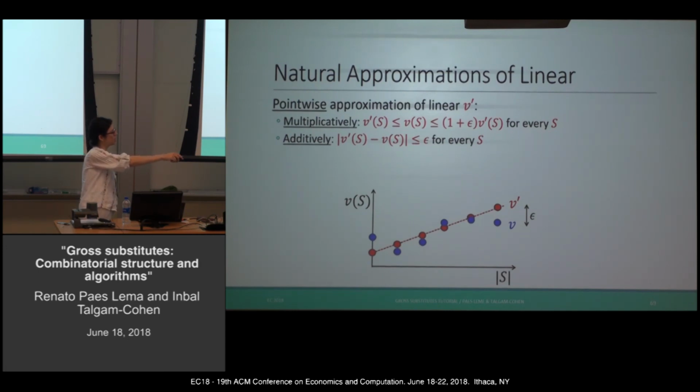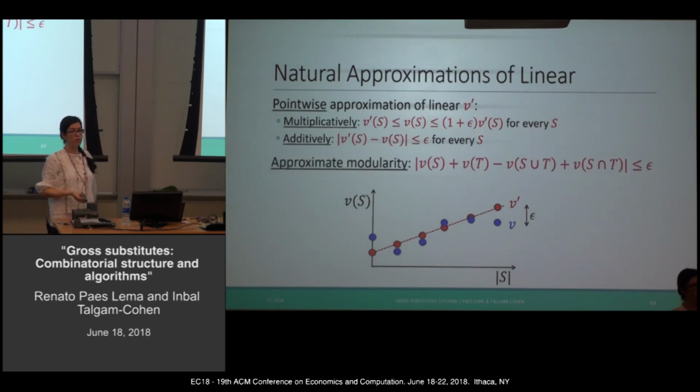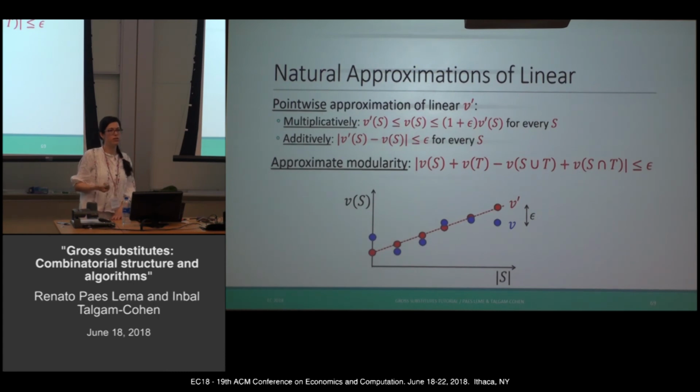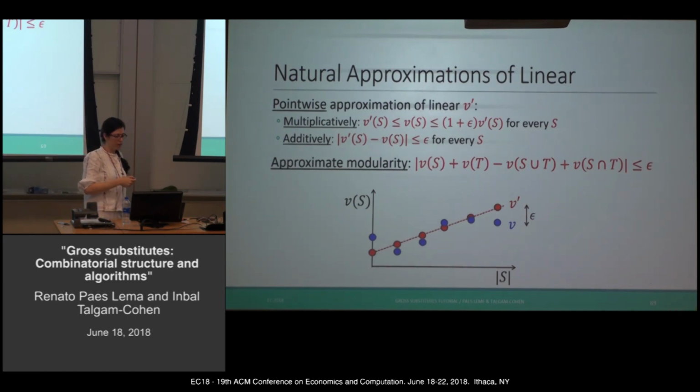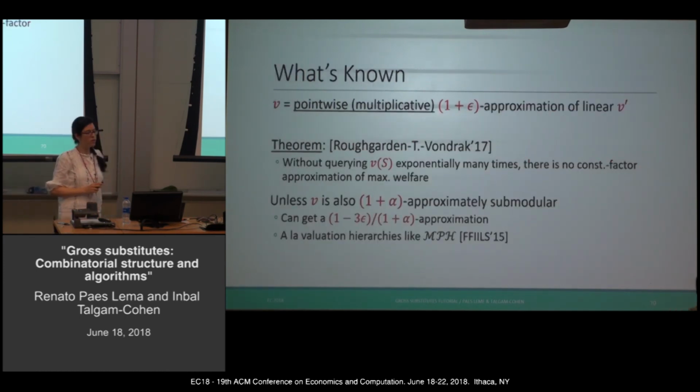So on the x-axis, I have how many items in the bundle. Here I have the value for the bundle. And you can see that this V here is a perturbation of the V prime, which is linear. Okay, so this is the additive way. And then another way we can think about is, we said linear is equivalent to modular. So we can have the modularity inequality hold up to epsilon. Okay, so what's known about these ways to approximate linear?